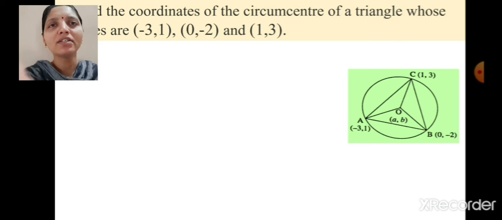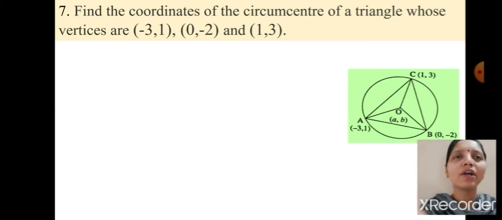So let's see the seventh sum. Find the coordinates of the circumcenter of a triangle whose vertices are -3, 1, 0, -2 and 1, 3. Now what is the meaning of circumcenter of a triangle? First we have to draw a triangle. So let's say triangle ABC whose vertices are A, B and C, and these are the coordinates given here.